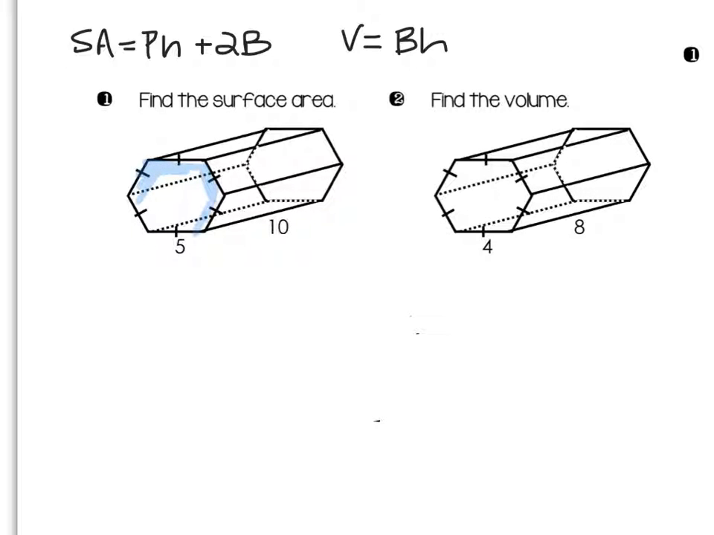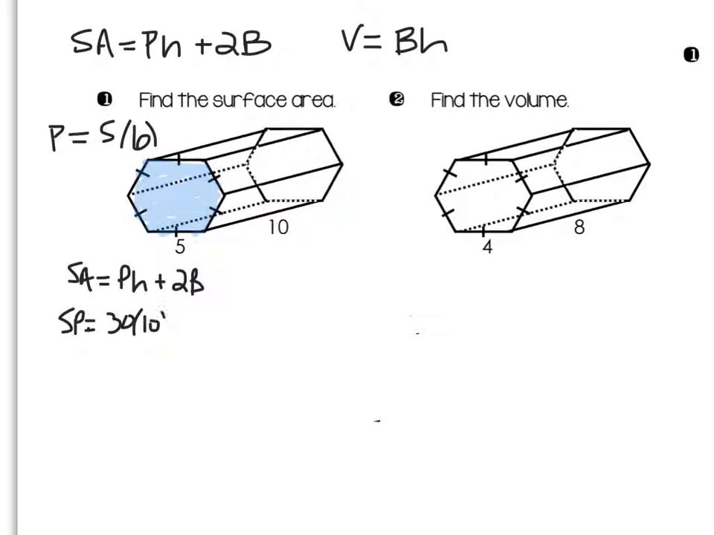So looking at this first figure, remember that we need to identify what our base is first, so we have a hexagonal base for this one. All right, and it says to find the surface area. So I'm going to be doing surface area equals perimeter times height plus 2 times area of the base. So what do we know already? Well, the perimeter is going to be 5 times 6 because I have a regular hexagon, so my perimeter is 30. My height is 10 plus 2 times my base.